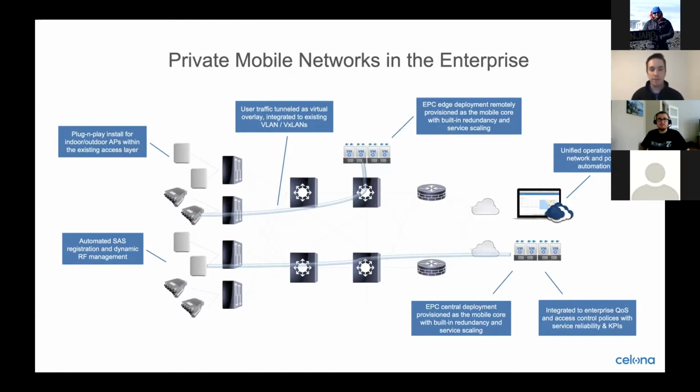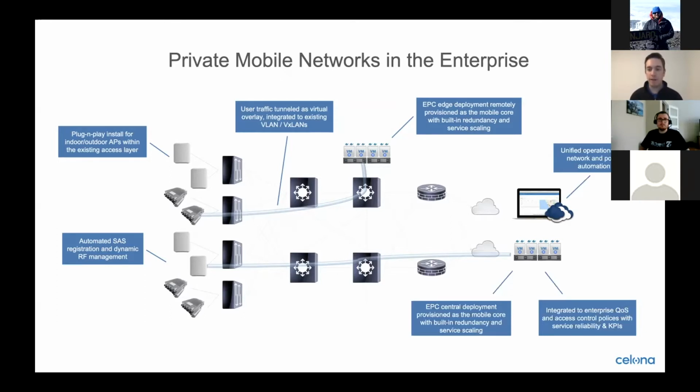Some key characteristics of these networks are that the access points are plug and play with an existing access layer network and switching environment. They provide SAS registration and dynamic RF management to automate the optimization of channel and power planning. User traffic is tunneled back to the packet core, similar to an existing Wi-Fi controller environment, that can then integrate with existing customer networks for VLANs or VXLAN integration for customer IP addressing on the network. Typically, there's also a unified operations and management dashboard in the cloud for these types of solutions.